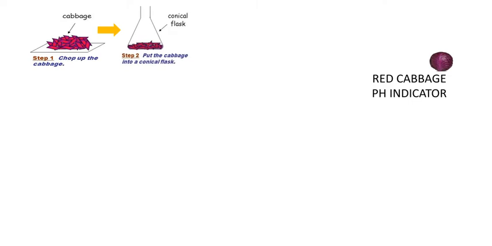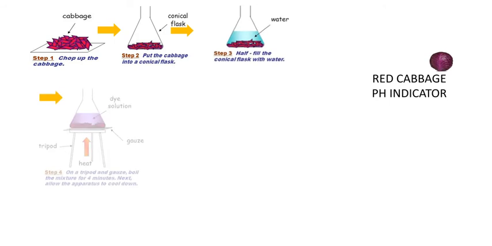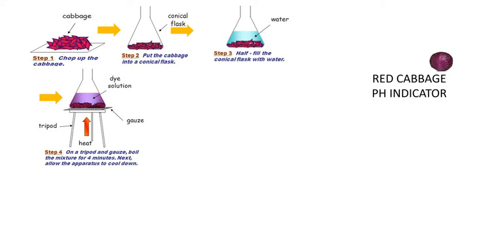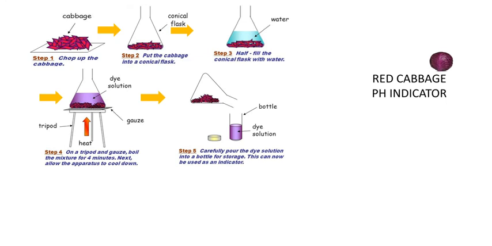Red cabbage pH indicator. How do we make an indicator out of red cabbage? You simply chop up the cabbage leaves, put it into a conical flask or even a pot. You half fill it with water. You boil that water for about 4 minutes. Allow it to cool down, and you pour out your dye solution.